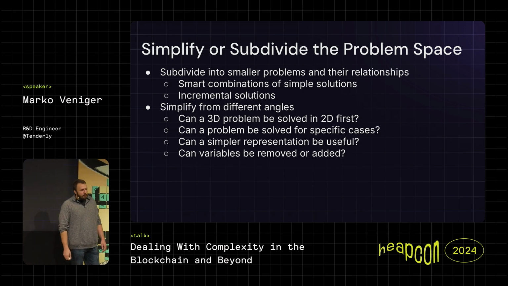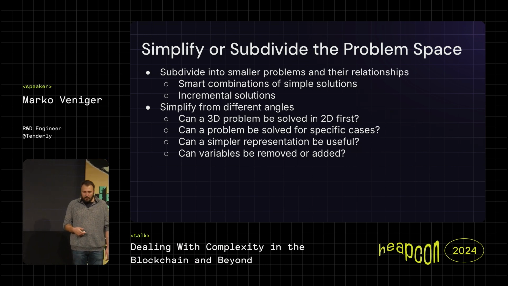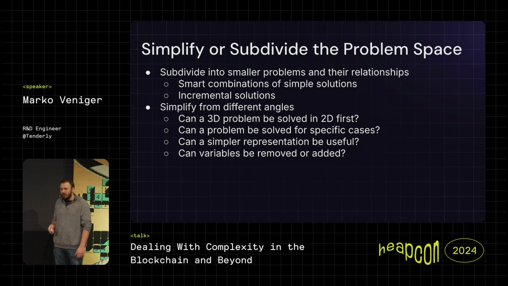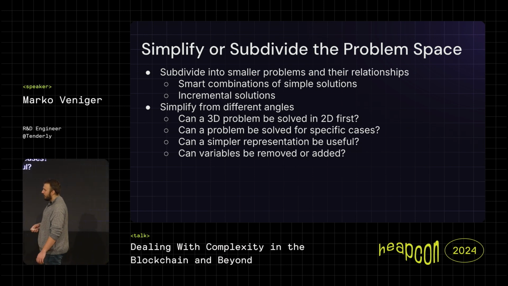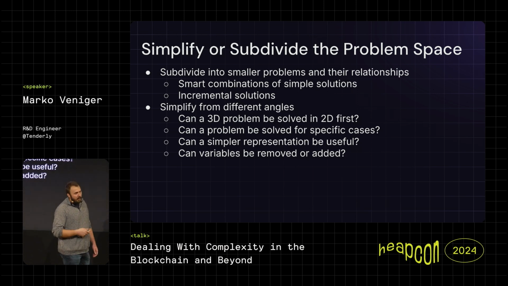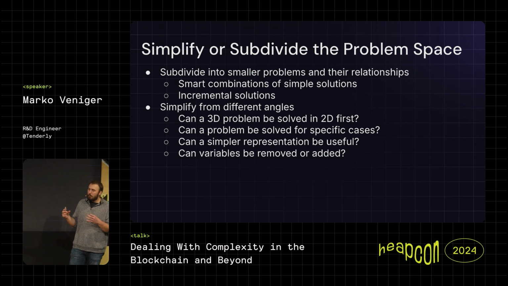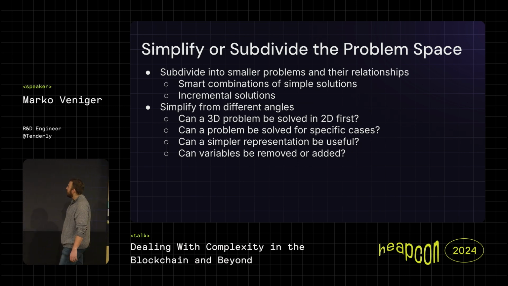The next thing, after questioning everything, we usually, for complex problems, need to simplify or subdivide the problem. Subdividing into smaller problems can often lead to increases in productivity. You can solve one of them at a time. You can then figure out, how can we put all of this together to solve the general problem? So smart combinations of simple solutions can give you faster and better outcomes.